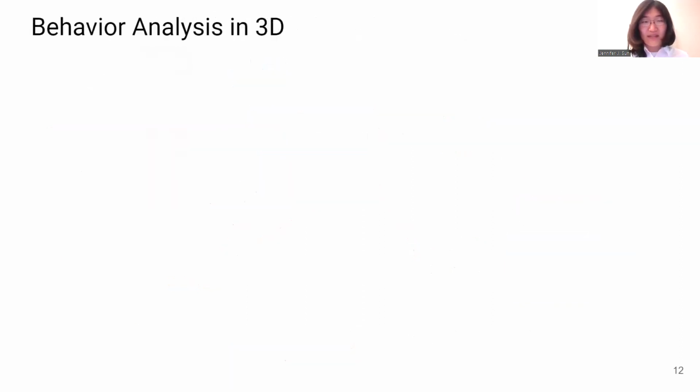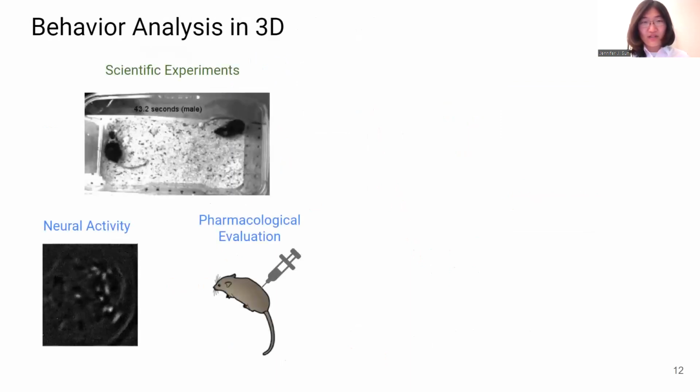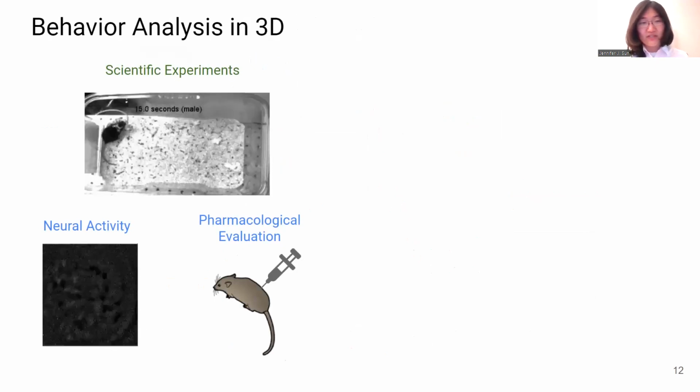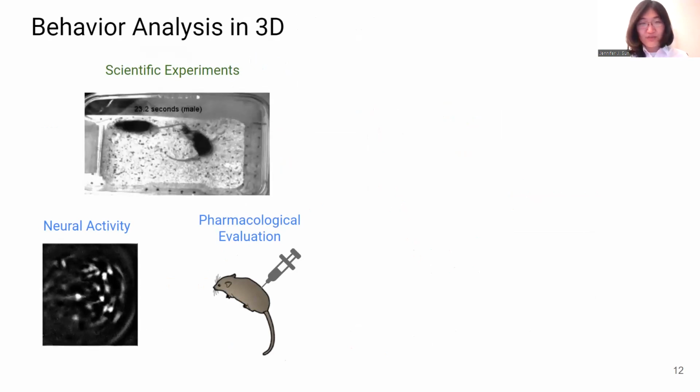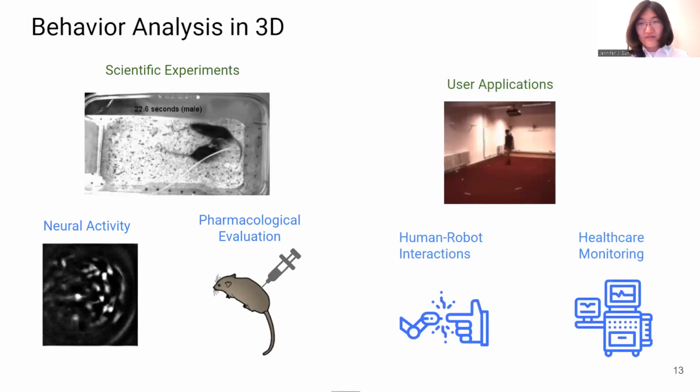Our method is motivated by the importance of doing behavior analysis in 3D, which is important for a variety of model organisms. For example, in scientific experiments, this type of 3D key points can be used to correlate with different types of neural activity to better understand the neural basis of behavior, as well as performing pharmacological evaluations. For humans, there are a variety of different user applications, which involve, for example, human-robot interactions, as well as healthcare monitoring. In both of these cases, understanding the 3D movement of these organisms can be very helpful for these downstream tasks.